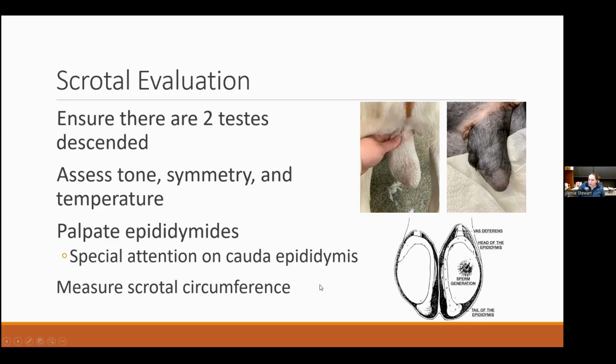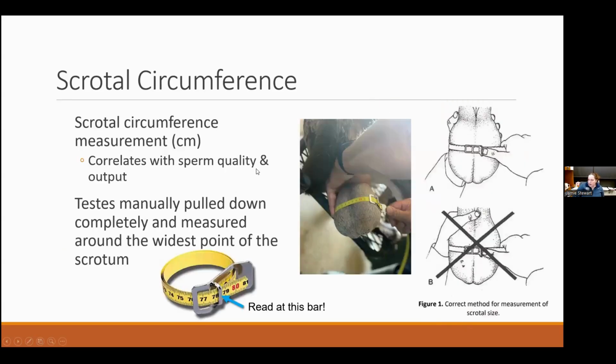And then we're going to measure their scrotal circumference as part of our routine exams. The reason why we do this is because it correlates with their sperm quality and their sperm output. We want to make sure that we pull the testes down so they're all the way in the scrotum, and we usually measure around the widest portion of the scrotum using a scrotal circumference tape.